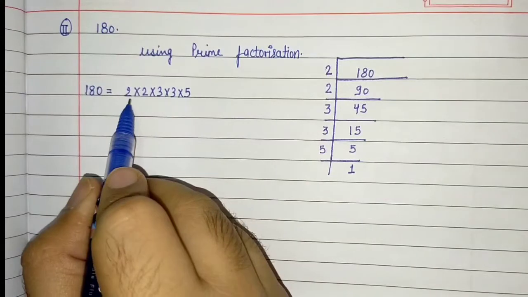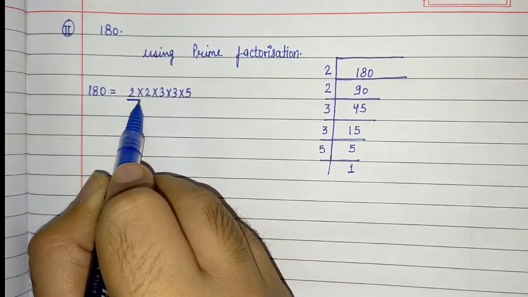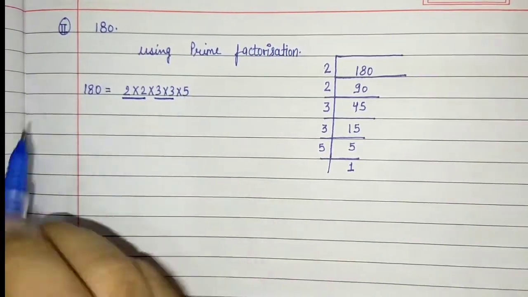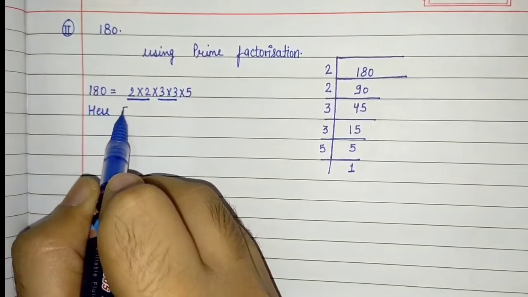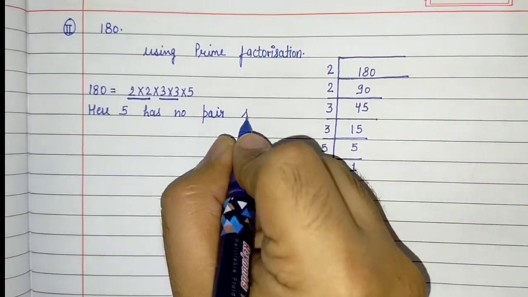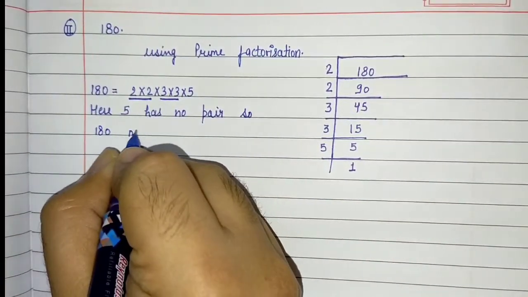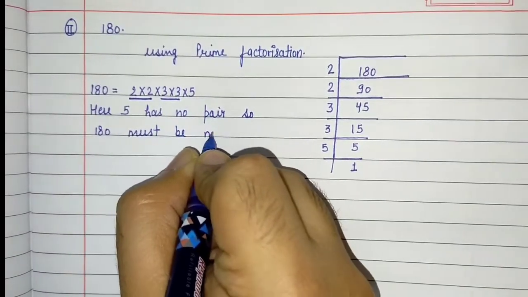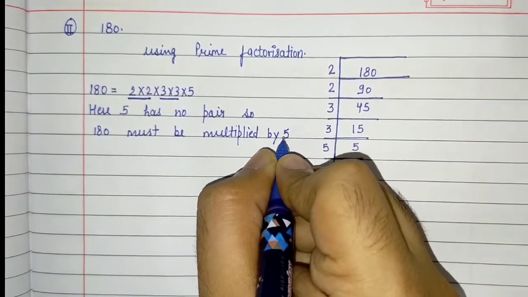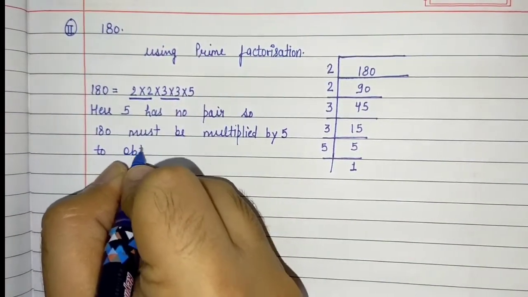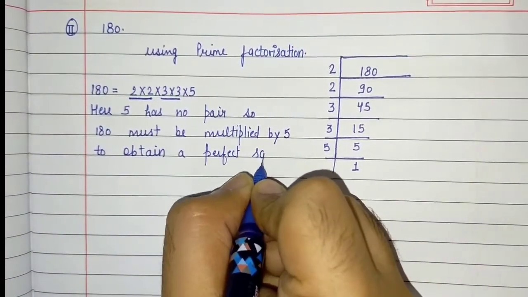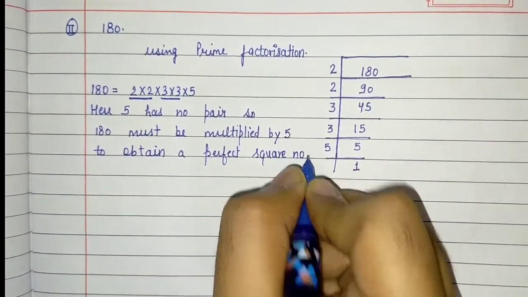180 equals 2 into 2 into 3 into 3 into 5. Make pairs of the same numbers. Easily you can check, 5 has no pair. So 180 must be multiplied by 5 to obtain a perfect square number. First answer done.